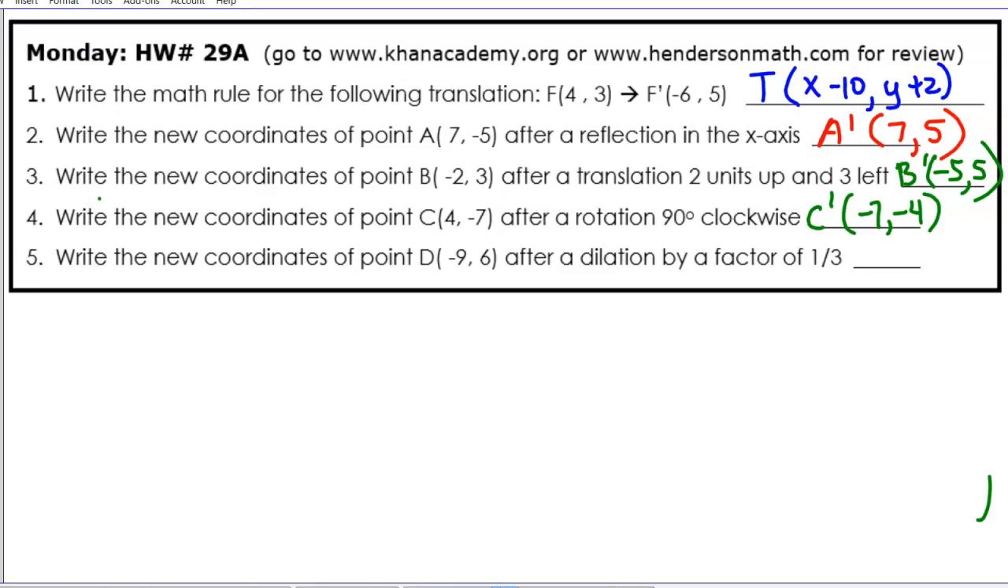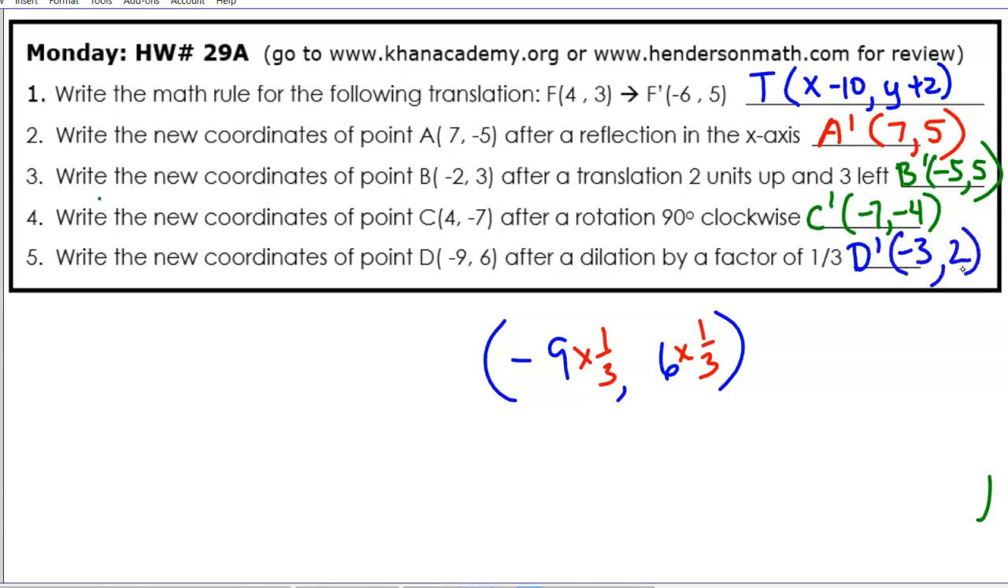The last one is a dilation with a factor of 1/3. So our new point will be called D prime. And when we have a dilation factor, that means we multiply by that value. So -9 times 1/3 is going to be -3, and 6 times 1/3 is going to be 2.